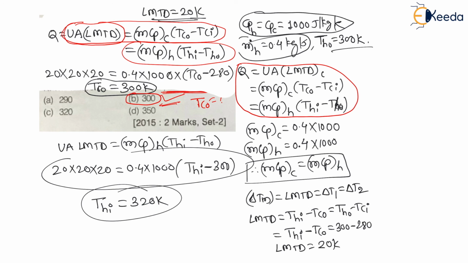So by looking at this, don't select option C, because they are asking what is the exit temperature of cold fluid. Therefore, the answer is option B.